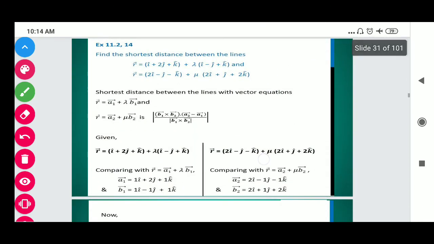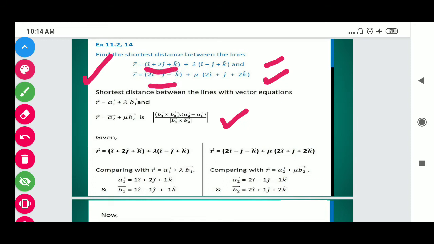Next we have question number 14. Find the shortest distance between the lines. Here we have two lines in vector form, and we need to find the shortest distance between these two lines. For that, you have to commit to memory the formula of the shortest distance. The formula is (a2 minus a1) dot (b1 cross b2) over the magnitude of b1 cross b2. Here a2 and a1 are the position vectors and b1, b2 are the direction vectors of the given lines.